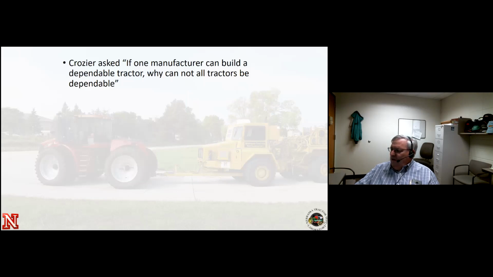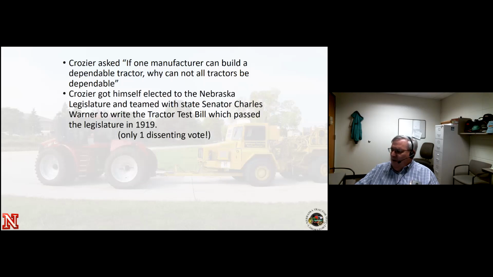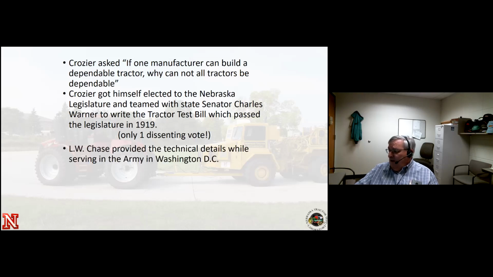So Crozier got asked the question, if one manufacturer could build a dependable tractor, why can't all tractors be dependable? He was elected by his friends to the Nebraska legislature from Polk County. And at that time, Nebraska was a unicameral, not its current bicameral. But he teamed up with State Senator Charles Warner, and they wrote a tractor test bill, which passed the legislature in 1919. Only one dissenting vote. That's pretty good even for Nebraska these days.